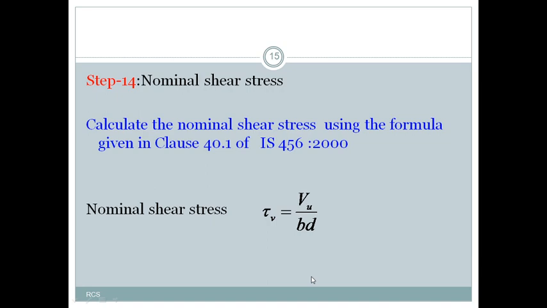From this we have to calculate the nominal shear stress. The nominal shear stress can be calculated using this formula, which is given in IS 456 2000 according to clause number 40.1, that is tau v equal to Vu by bd. Here Vu is the factored shear force that we have calculated earlier, b is the 1 meter width of the slab, and d is the effective depth of the slab. From that we can calculate the nominal shear stress tau v.